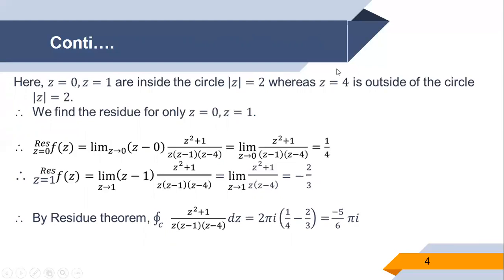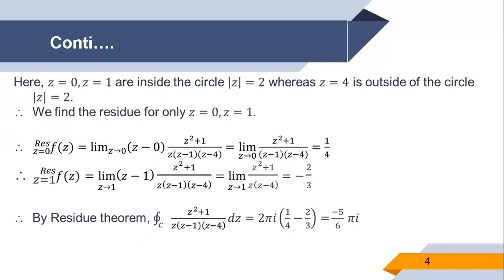But the other point, z is equal to 4. So we replace z is equal to 4. Then mod 4 is 4, and 4 is greater than 2. That means the value of z is equal to 4 is greater than the radius. So this point is outside.